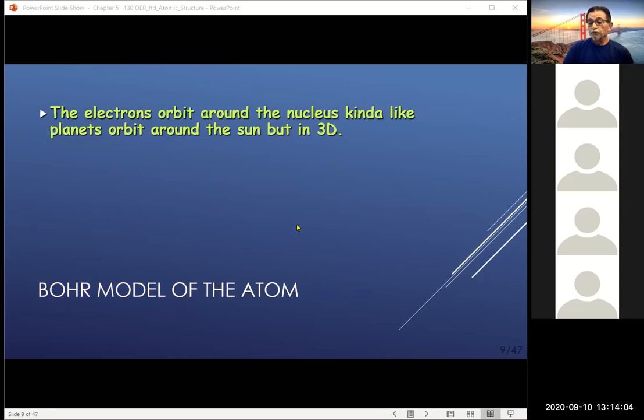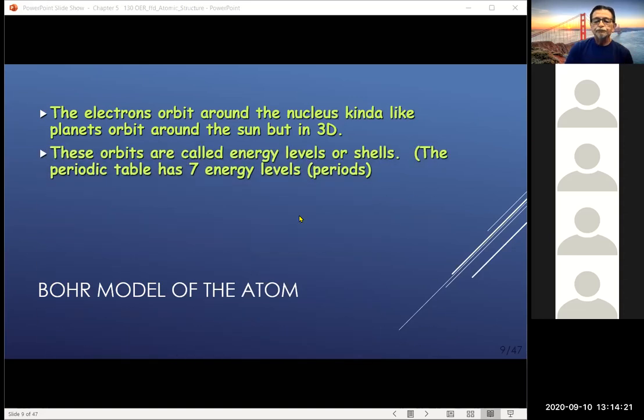Now, the electrons orbit around the nucleus kind of like the planets orbiting around the sun, but in three dimensions. We have to think three-dimensionally here because that's what nature is. A lot of times we show models up here two-dimensionally, but we've got to think three-dimensionally how these molecules are put together. Now, these orbits are called energy levels or shells. You may see it written as shells.